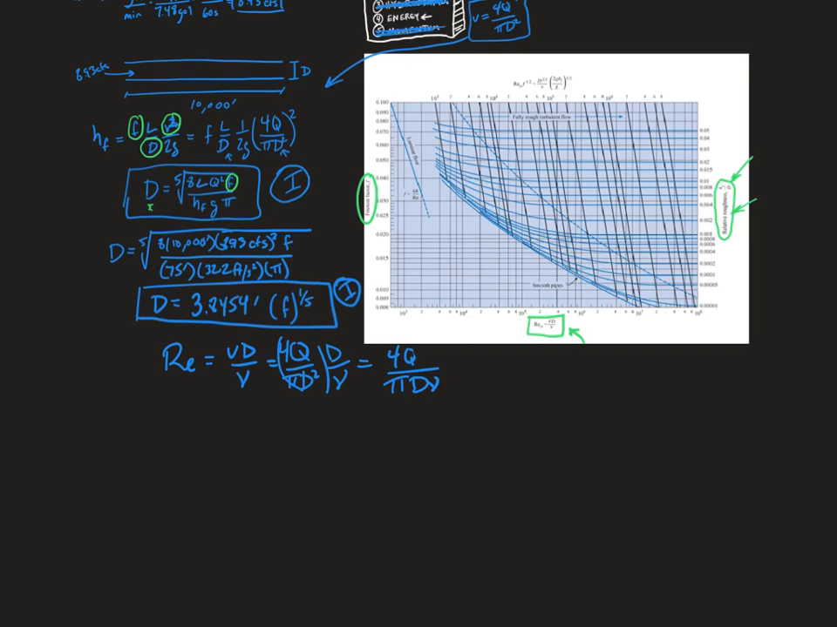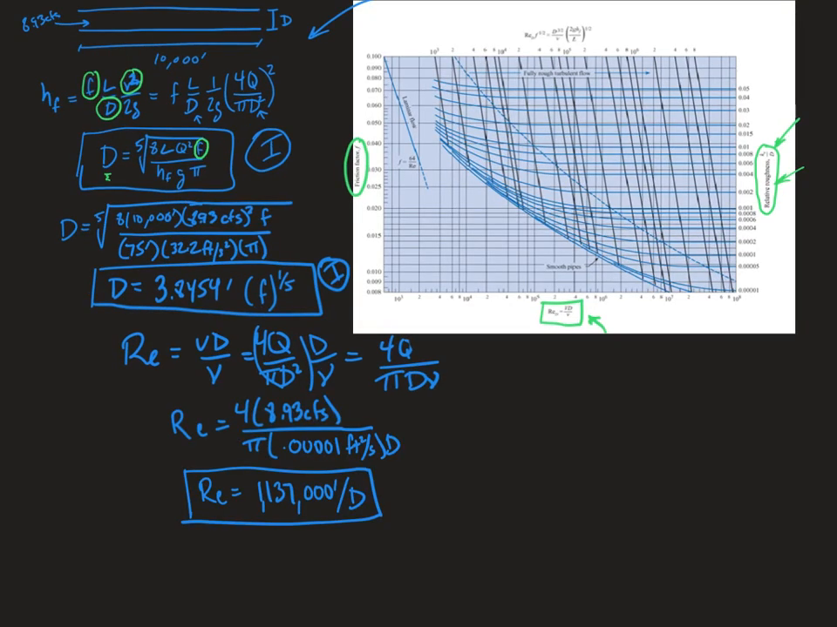If we plug numbers in, it equals 1,137,000 feet divided by D. The one nice thing about keeping track of your units here is that this tells you that D has to be entered in feet. So this is going to be our second equation.